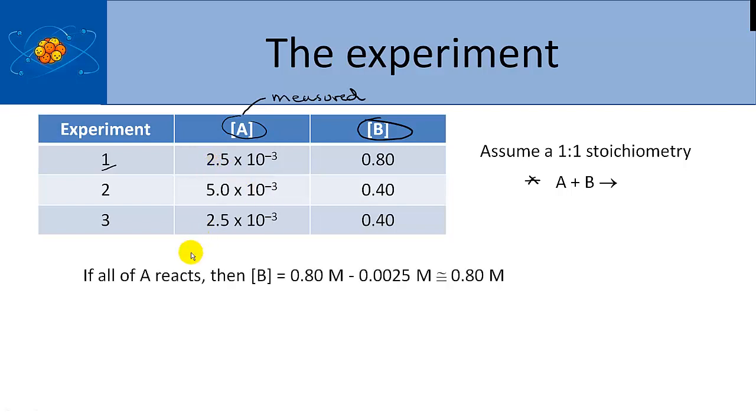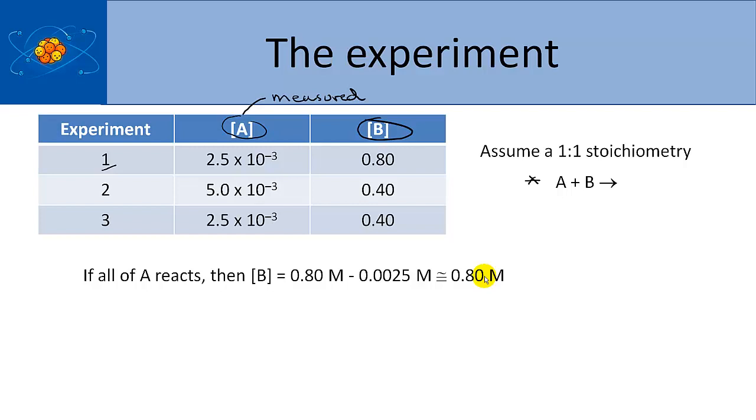So if all of A reacts, B goes to being 0.8 minus 0.0025, that's the 2.5 times 10 to the minus third, and for all practical purposes the concentration when rounded is still 0.8 molar. By doing this, this is how we set the concentration of one of the reactants to be constant, and this will cause the reaction's rate law plot to reflect only the concentration changes in A, and we'll be able to do a kinetic analysis on the concentration of A and figure out what the order of A is.